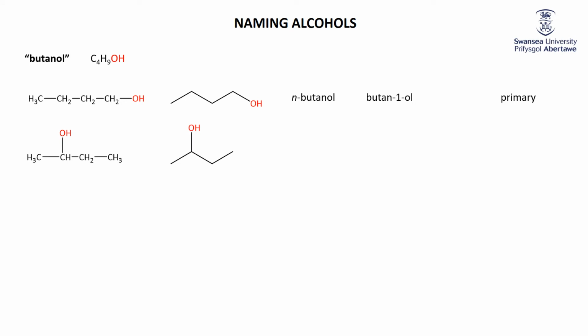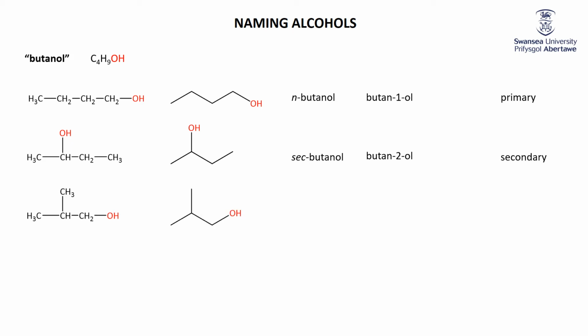Then of course we can put the OH on the 2nd carbon, so that would give us sec-butanol using the old naming, or 2-butanol or butan-2-ol, depending on which of those newer-fangled names we're using. And of course this is a secondary alcohol. And again, going back to the naming of those other groups, you might recognize this as being a sec-butyl group, so sec-butyl alcohol or sec-butanol.